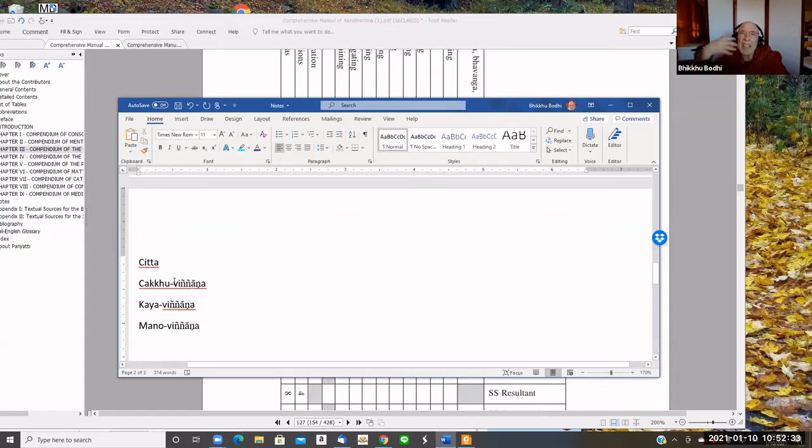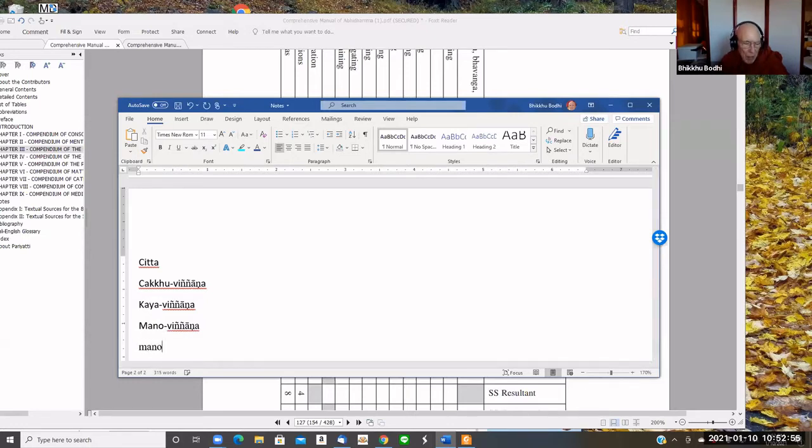So when discussing the way, let's say, the mind arises at the six sense bases, then we speak about six types of vijnana. And vijnana is the word that normally I would translate as consciousness.